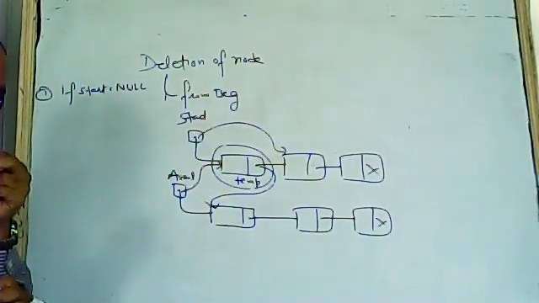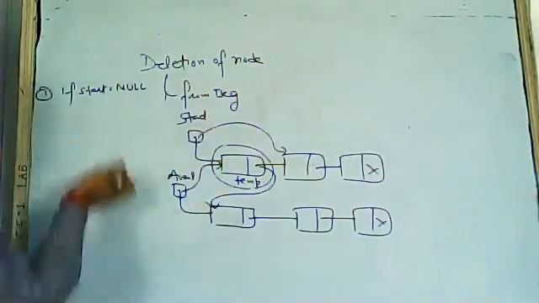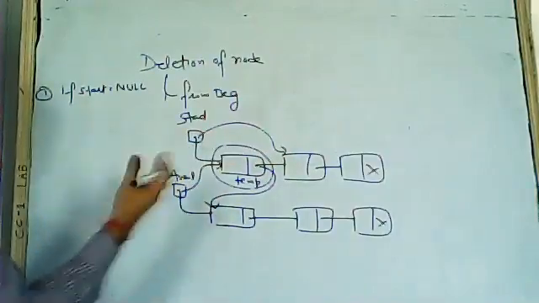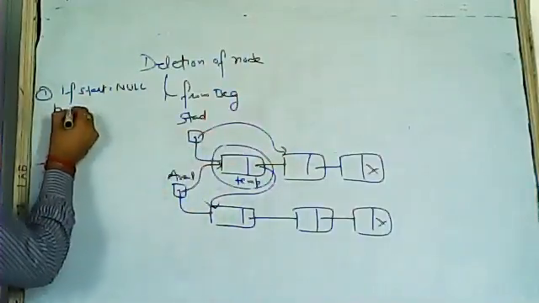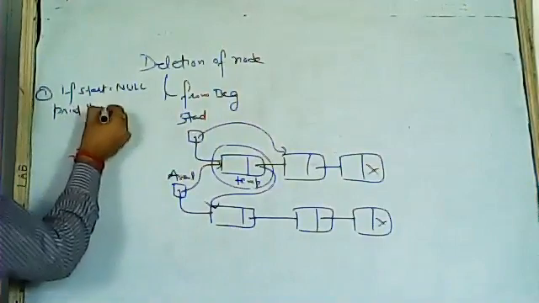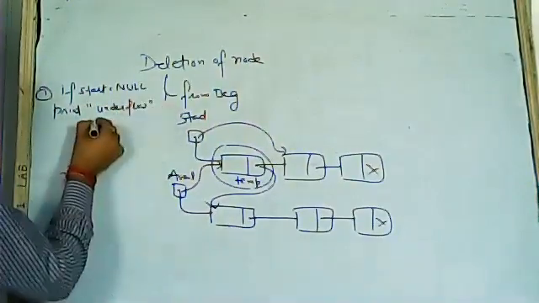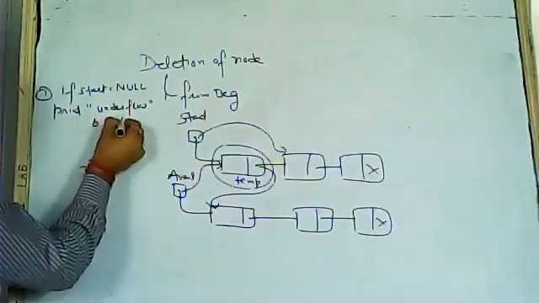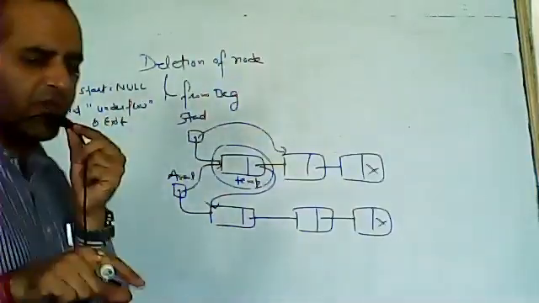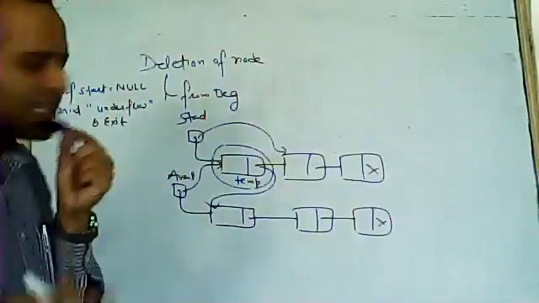If start is null, that means there is no node, so we have nothing to delete. So print underflow and exit. If avail is null, it is the condition of overflow. If start is null, it is the condition of underflow.